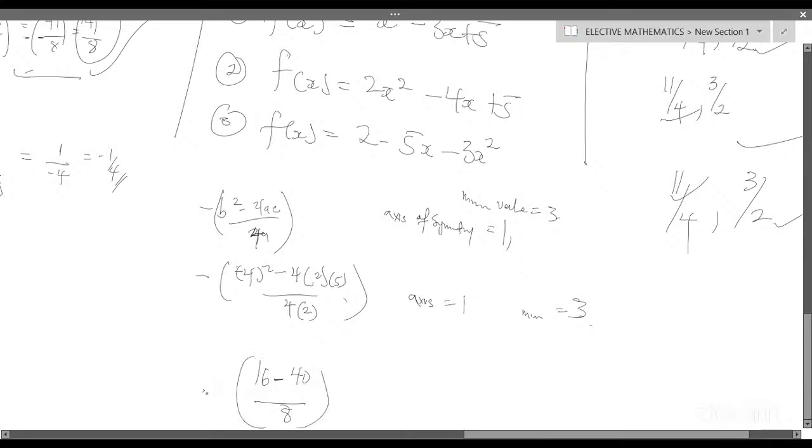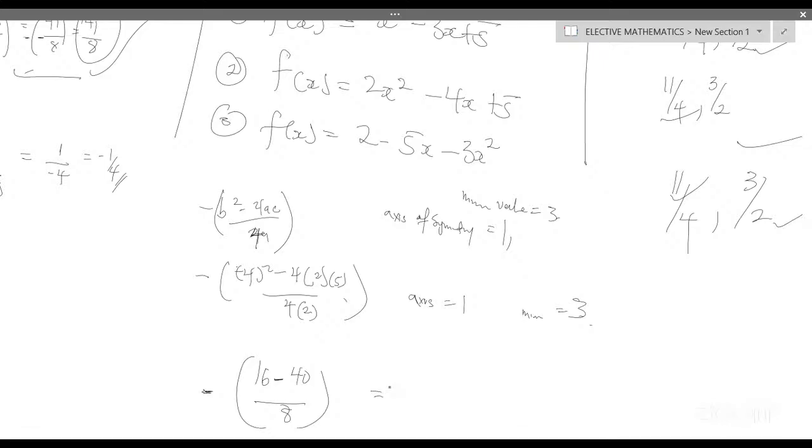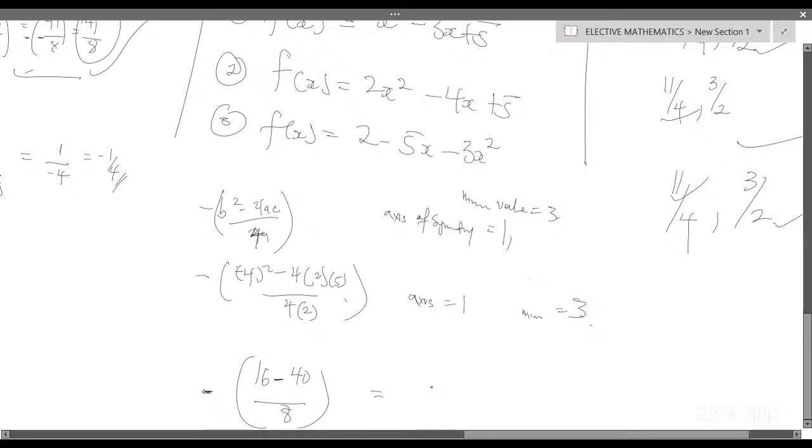There is negative here, remember. Now, what will this give us? 16 minus 40 will give us -24. So -24 over 8. 8 will go into itself, we get 3. But remember that there is a negative outside the bracket. So we have negative into bracket -3, which will give us +3. That is why the minimum value is 3.